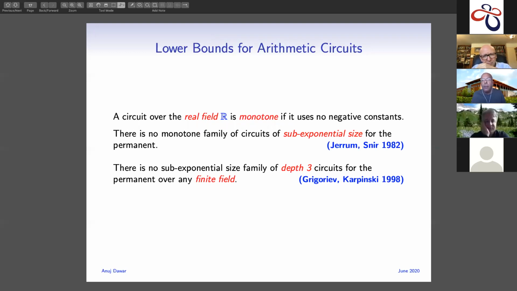Again, bounding the depth, there are exponential lower bounds. Grigoriev and Karpinski showed this for depth 3 circuits for any finite field. But again, much like the case with the monotone and constant depth circuits for the Boolean case, these lower bounds also apply to things for which we know there are efficient algorithms. In this case, they both apply to the determinant just as well as to the permanent. It turns out that you can show that there are no sub-exponential size monotone circuits for computing the determinant. And again, no depth 3 sub-exponential size circuits for computing the determinant either.